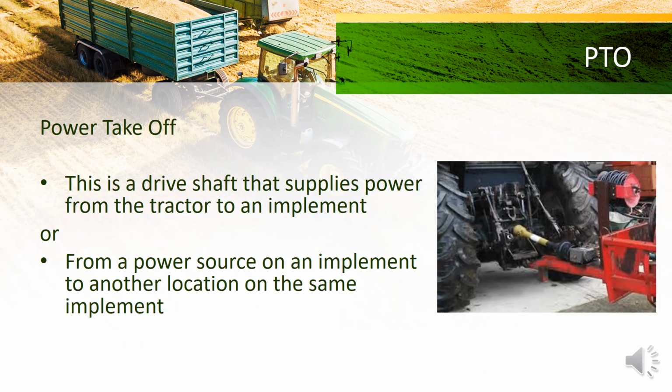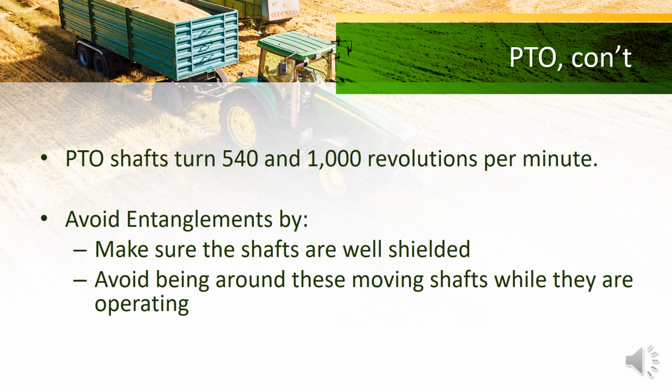Now let's discuss the PTO. The PTO is the power takeoff. This is the drive shaft that supplies the power from the tractor to an implement. It can also be the power source from one location on an implement to another location on the same implement. The PTO shafts turn 540 or 1,000 revolutions per minute. Again, that is way too fast to have a good reaction time. So you should avoid entanglements by making sure that the shafts are well shielded and avoid moving around the shafts when they are operating.